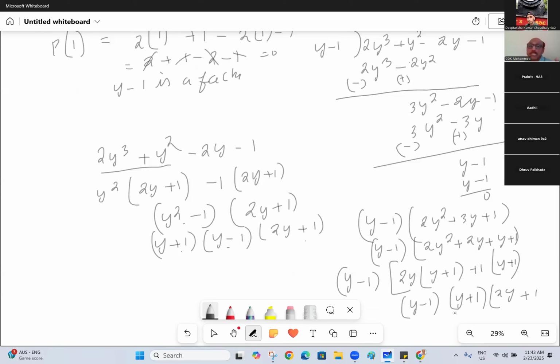Sometimes in the same question, they may change it to: find the factors using long division. Then you have to do it by only that one method. But if they say factorize, then any method you can use, go for the easiest way.